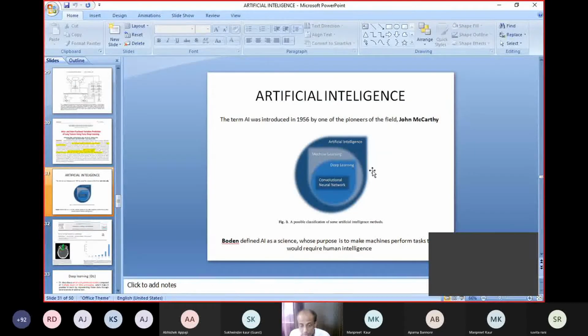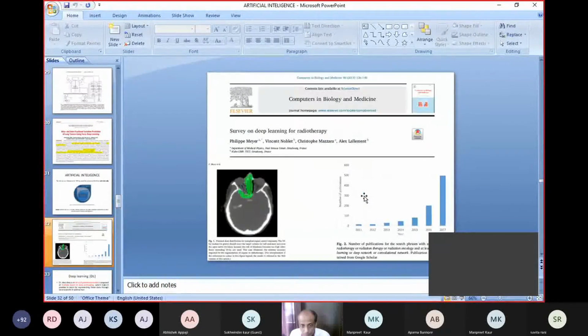Basically, artificial intelligence is a very broad term. Under it comes machine learning, and under that comes deep learning, which functions basically with the help of a convolutional neural network. This is like the human brain, where we have neurons; in their place there are computer-based connections, and based on that, it helps the human to perform better.